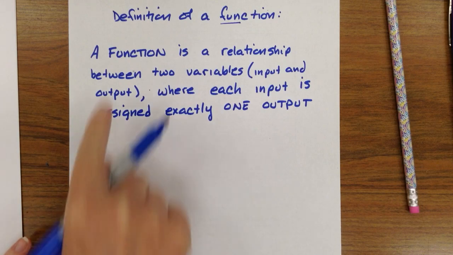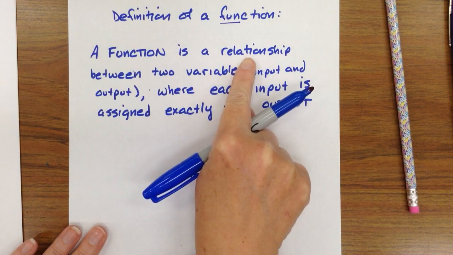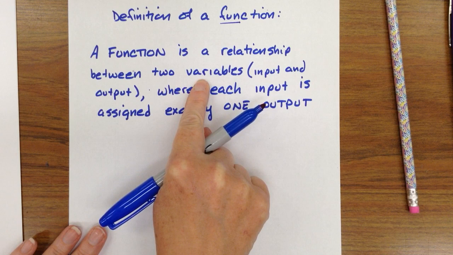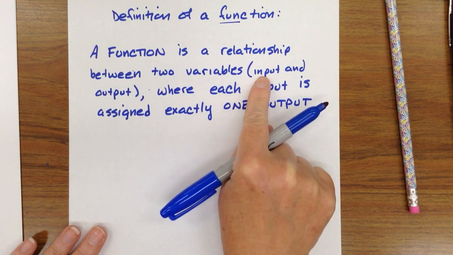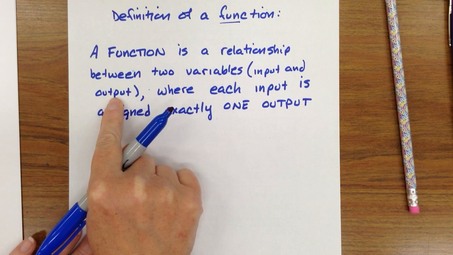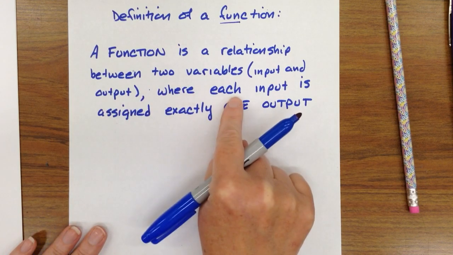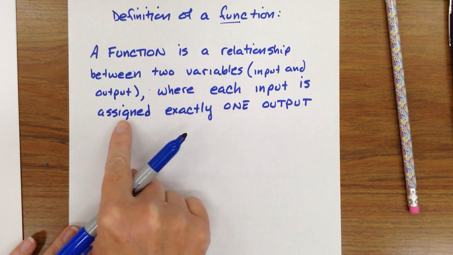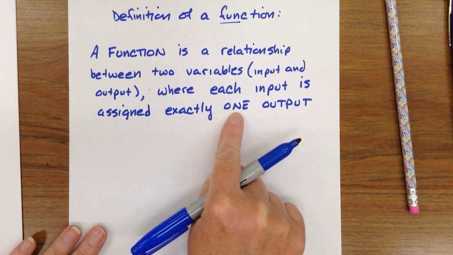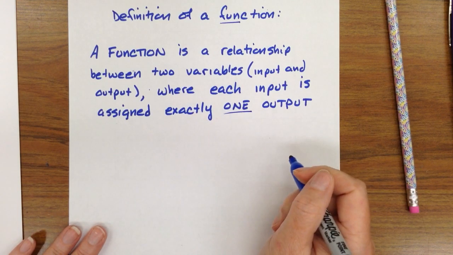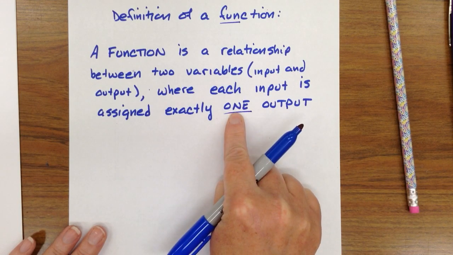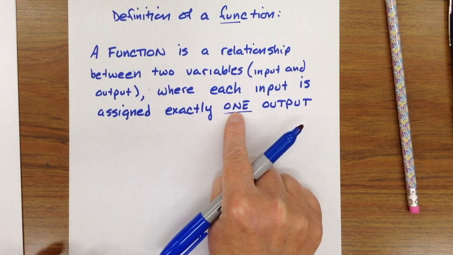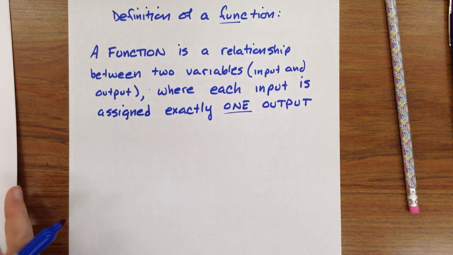Let's walk through it. A function is a relationship between two variables, input and output. So we have two variables or numbers that go in, and as a result, numbers that come out. But there's a rule. Each input is assigned exactly one output. If you put a number in, it only has one answer. Let's try to make some sense of this with a little picture.